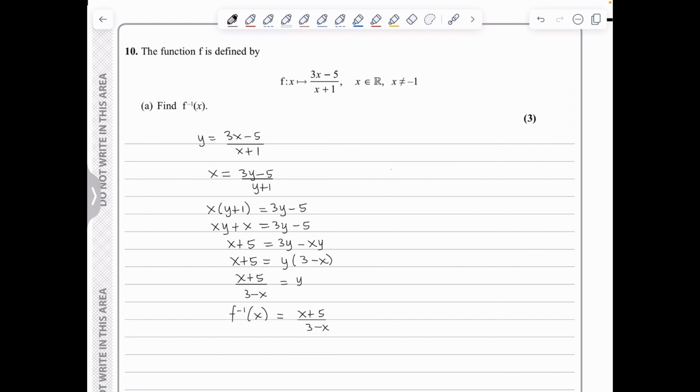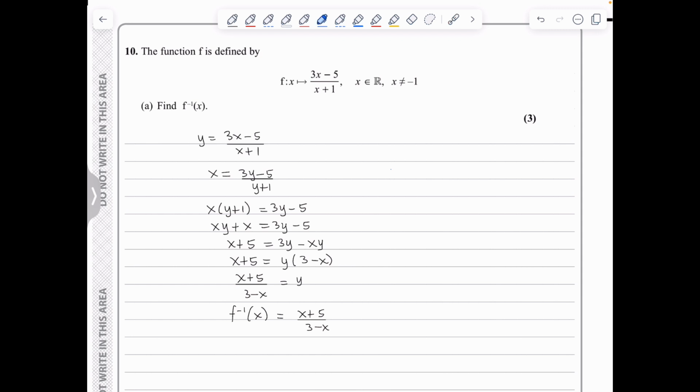The answer is not complete. I also need to specify the domain of f inverse, and reminding myself that the domain of f inverse is the range of the original f of x, I will actually sketch f of x to see the range and therefore deduce the domain for f inverse.